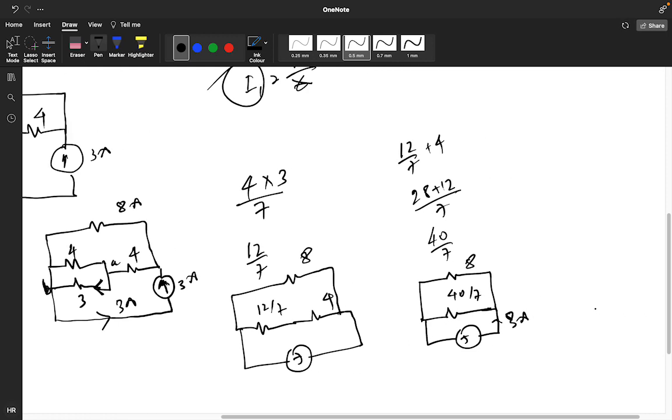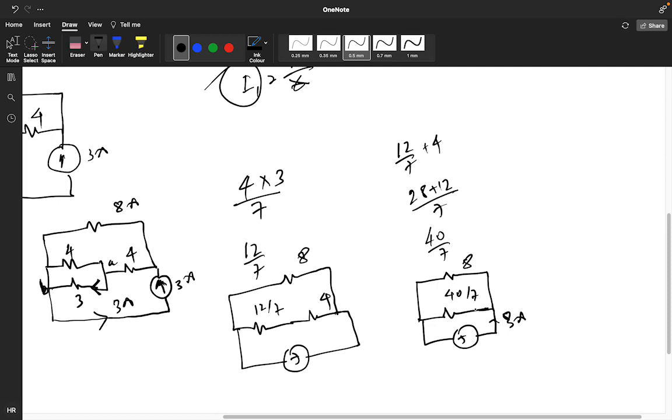Now you need to find the value of a current in this. This is getting split into two parts. This is your I1 part, this is your I2 part. So apply the current division rule. For the current division rule, if you need to find the I1 value, the overall current is 3 ampere. You need to multiply it with 8 divided by 8 plus 40 by 7. So you are getting the value of I1.